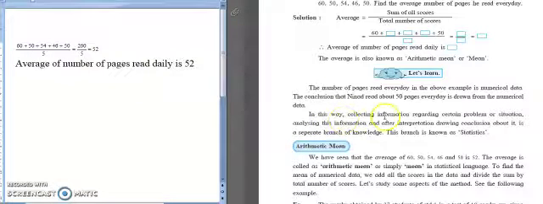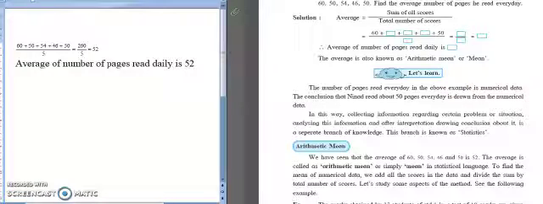Now in this way, collecting information regarding a certain problem or situation, analyzing this information, and after interpretation drawing a conclusion about it is a separate branch of knowledge, and this branch is known as statistics. So we can see the definition of statistics here: collecting different information about a problem or situation, then analyzing that information, then after analysis interpretation is done, and after interpretation we conclude the result. This is a separate branch of knowledge known as statistics.